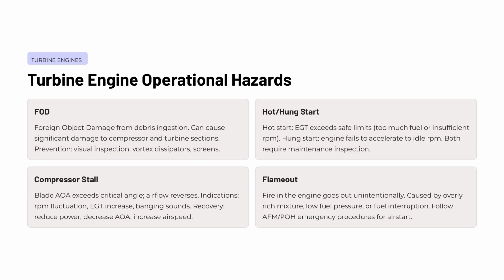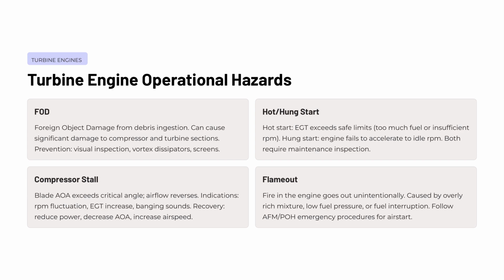Let's look at some of the key operational hazards associated with turbine engines, hazards that every pilot operating turbine-powered aircraft needs to understand thoroughly. Foreign object damage, or FOD, occurs when debris is ingested into the engine intake. Even small objects can cause serious damage to compressor blades and turbine components. Prevention is always the priority. Thorough visual inspections before flight, along with vortex dissipators and intake screens where applicable, are your primary defenses.